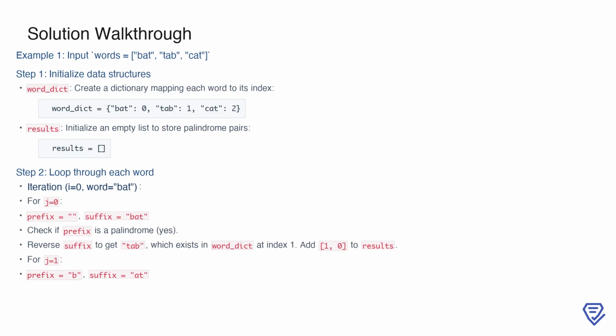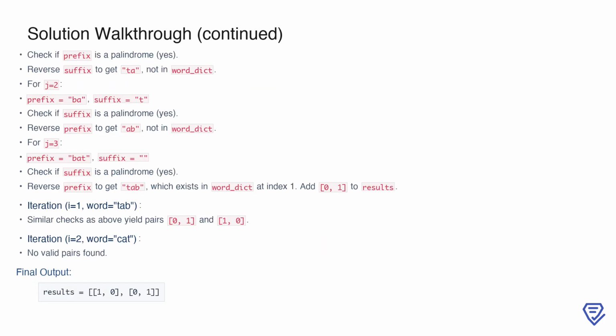Continuing, when j equals 1, the prefix becomes b and the suffix is at. Here, the prefix is also a palindrome, but reversing the suffix gives ta, which does not exist in the dictionary, so no pair is added for this split so far. Now we move to the next split of bat at j equals 2, where the prefix is ba and the suffix is t. Since t is a palindrome, we check the reverse of the prefix, which is ab. However, ab is not in the dictionary, so no pair is added.